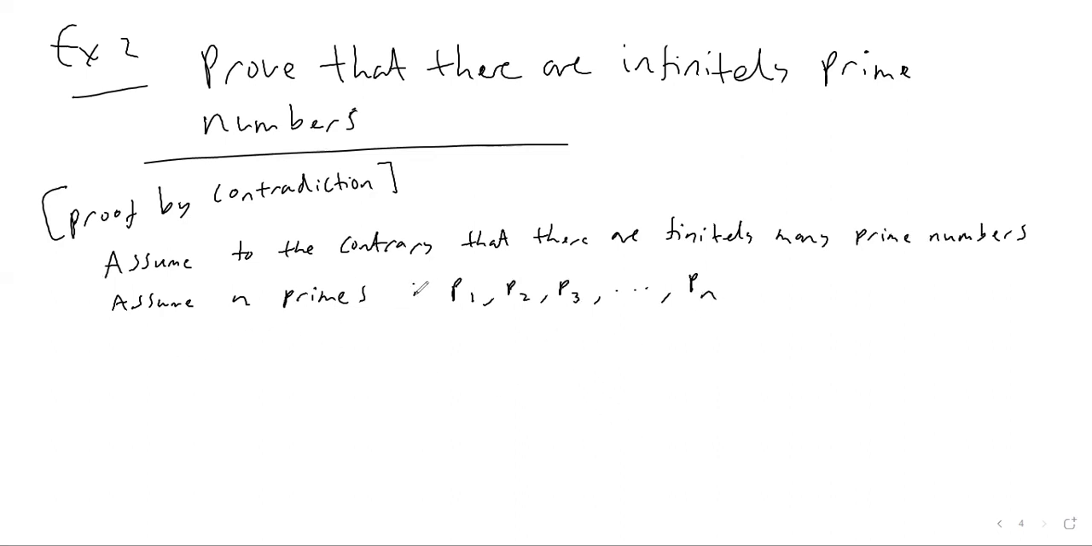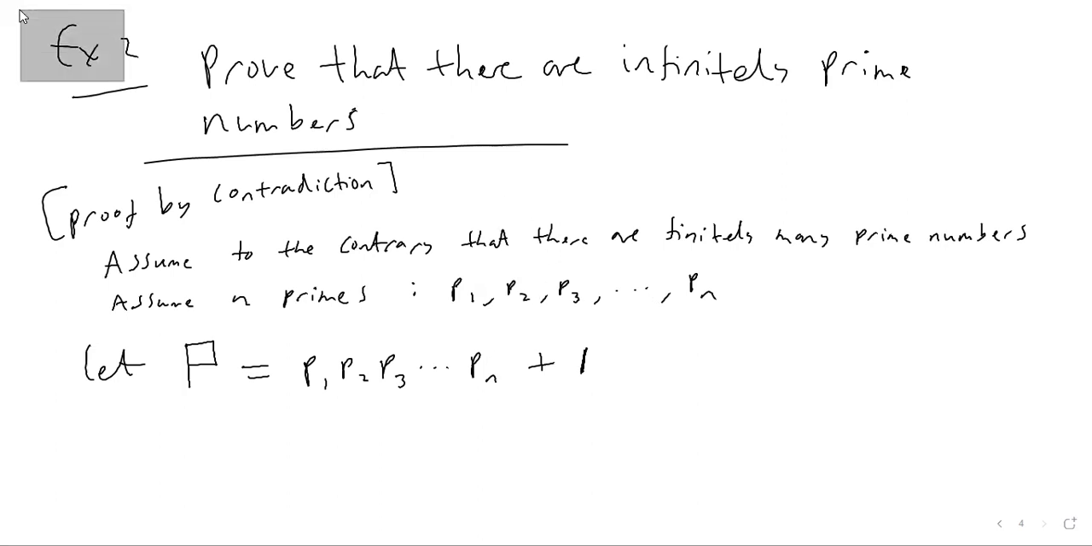Okay, so now the trick to do this proof is we want to call capital P, let capital P, unfortunately this is just a trick that you need to learn. So capital P is equal to P1 times P2 times P3 times all the way up to Pn, plus 1. So I'm going to call capital P this number here. So all the primes multiplied together, add 1. So we've got this number here.